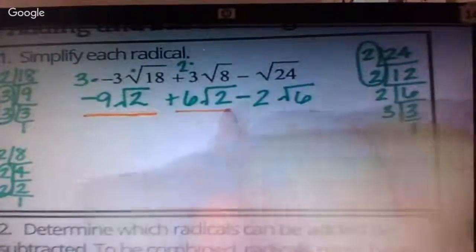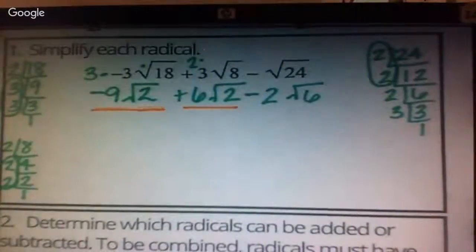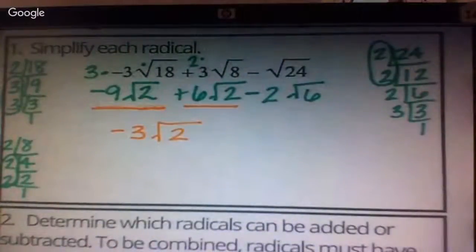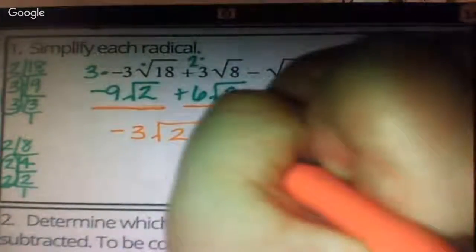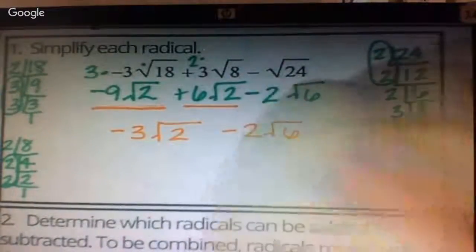Okay, so these two are the same, so we combine them. We combine them just like I did here. You take your coefficients and either add or subtract. So -9 plus 6 is -3. And you keep your square root of 2, just like you would keep your x or your x squared. Minus 2 square roots of 6.